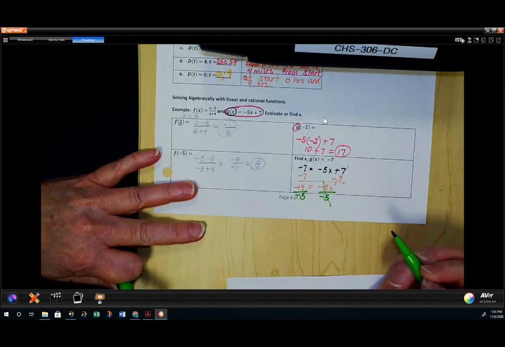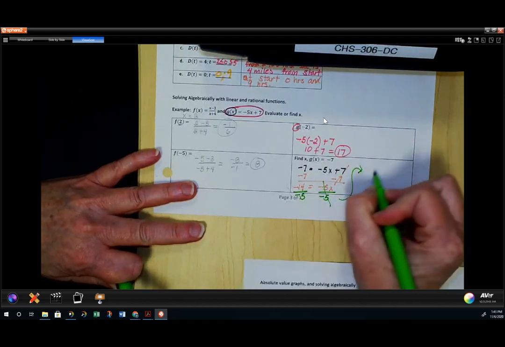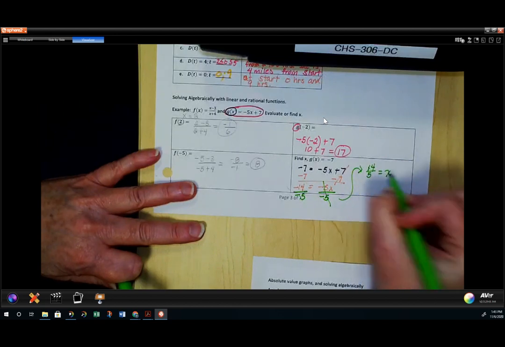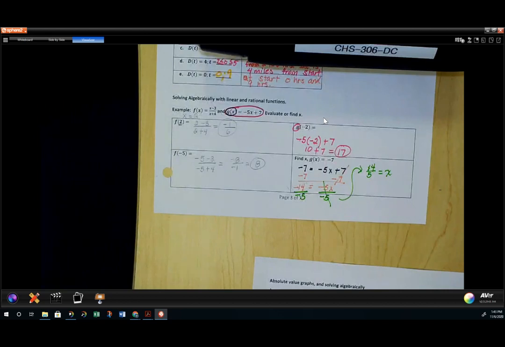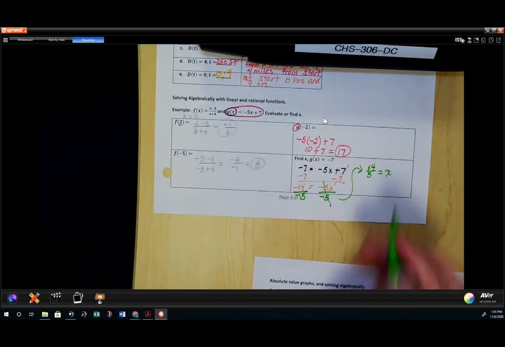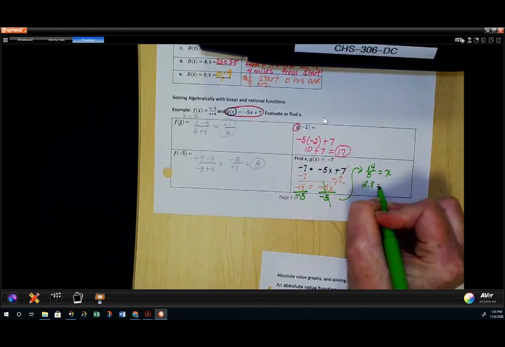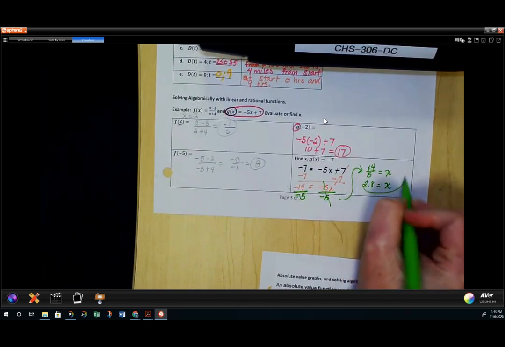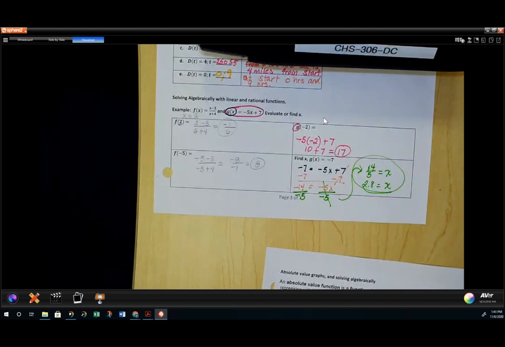So that cancels out. Now I just ran out of room. So I have basically -14 over -5, and you can leave this as 14/5 equals x. Or if you want to divide that out, you're going to get 2.8 equals x. Any one of those two answers is perfectly fine.